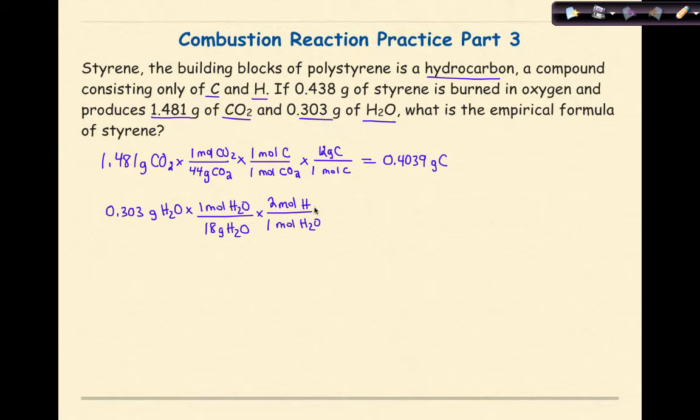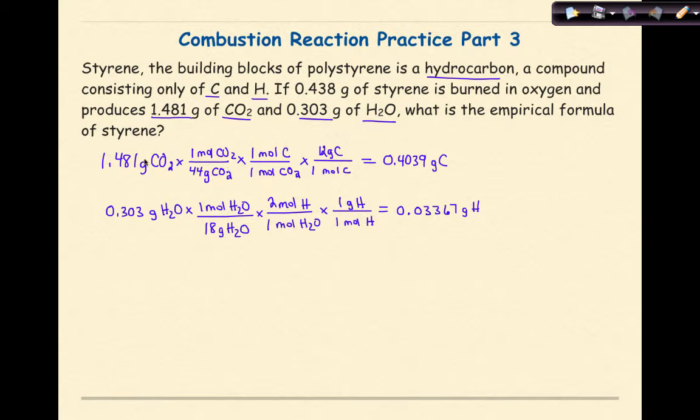And again, this is very important to realize. The ratio of hydrogen to oxygen here is 2 to 1. So in every 1 mole of water, there will be 2 moles of hydrogen. And then finally, we know that 1 mole of hydrogen is equal to 1 gram of hydrogen. And if we work this out for our final answer here, we get 0.03367 grams of hydrogen.